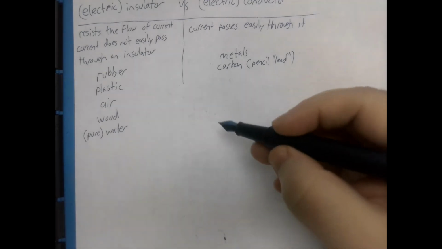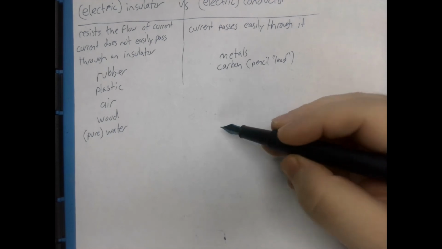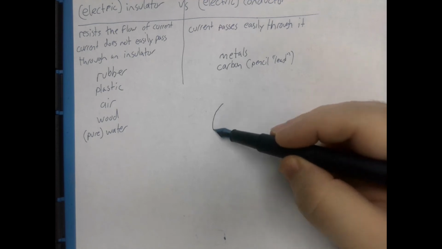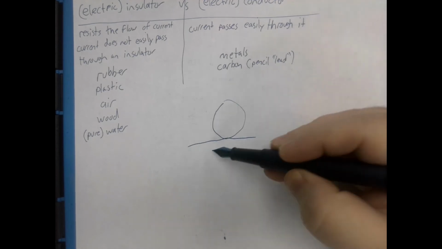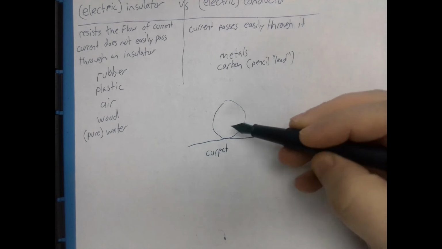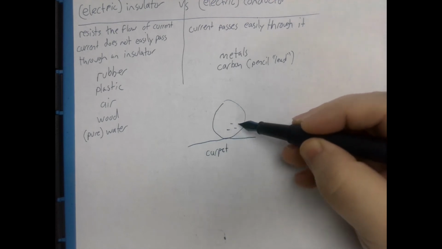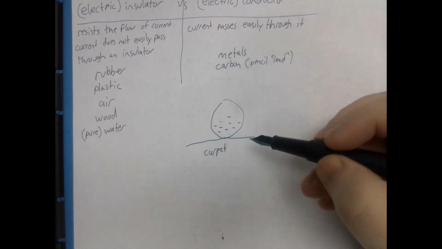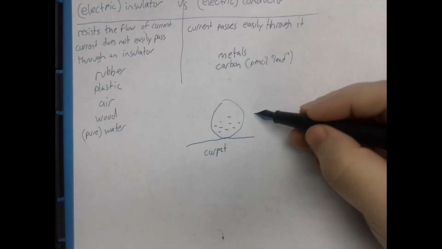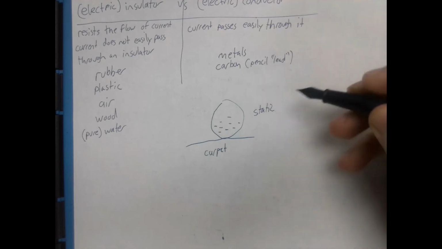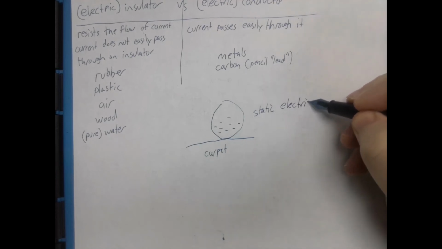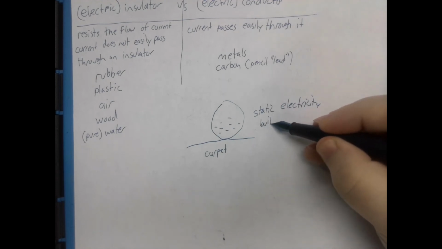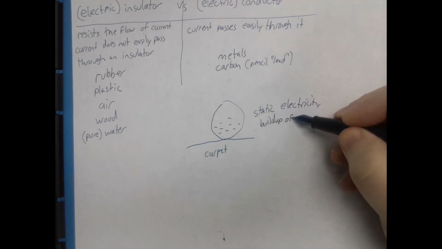So what happens if you were to take a balloon and rub it, and we get some negative charges building up in the balloon due to friction? This is static electricity. Static electricity is the buildup of electric charges.